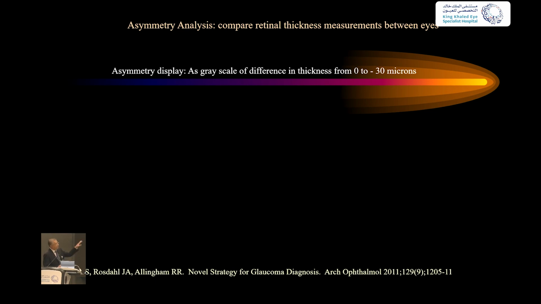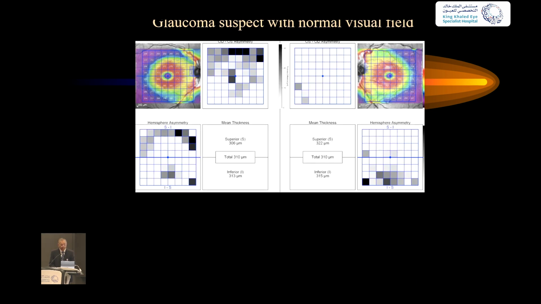There is an asymmetry display subtracting one eye from the other eye and showing you the difference. For example, take a look at this one. This is a glaucoma suspect. This asymmetry display shows you that these boxes are 30 microns thinner in the right eye compared to the left eye. You can actually see it, but it is so much easier for this asymmetry display to show it to you.